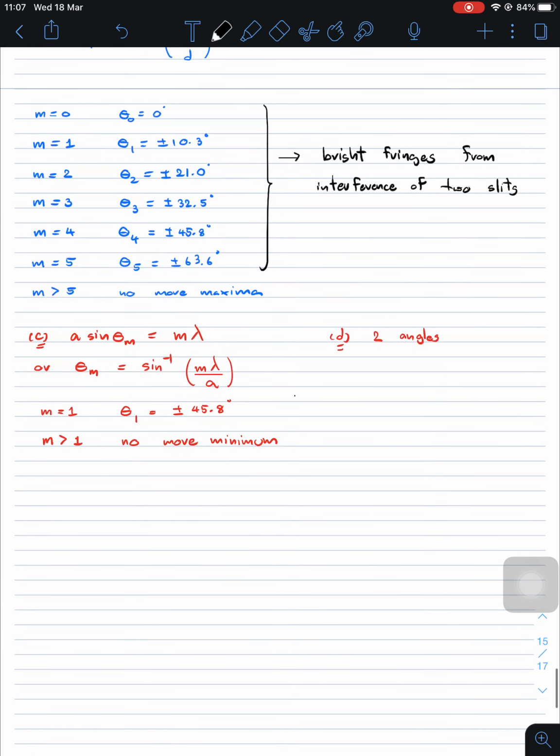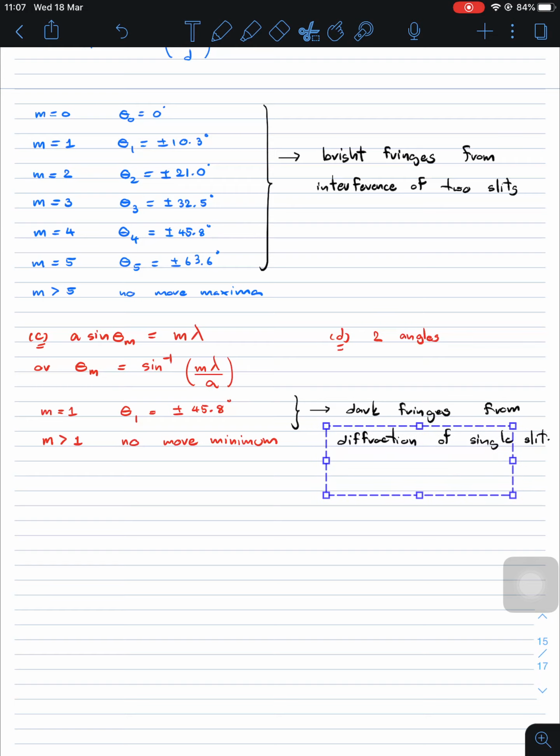And now this one just represents the dark fringes from the diffraction of the single slit, right? Due to the width of the slit. That's why we must have the diffraction here. Okay, that's it.